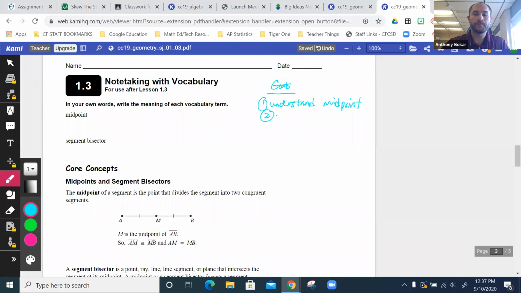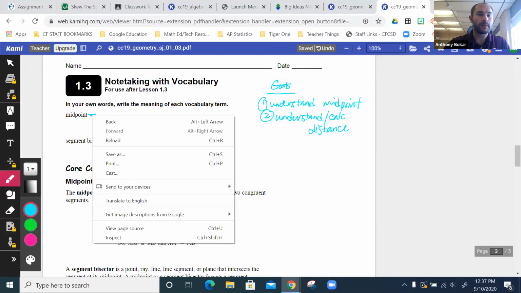Number two, understand and calculate the distance between points. Okay, so those are what we're going to be looking at. A couple of these words we've heard before. So midpoint is a point. Actually, for these, I think we're just going to draw a little picture.